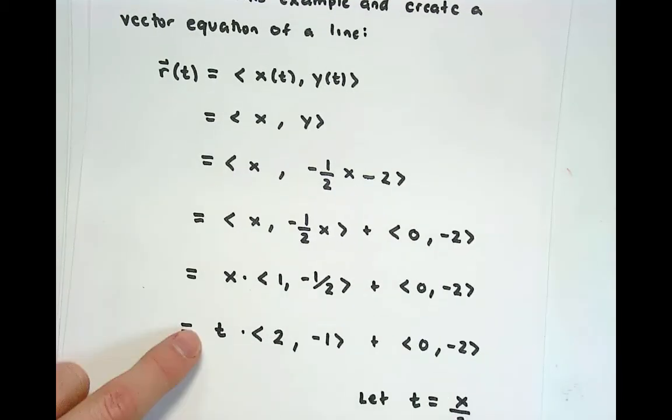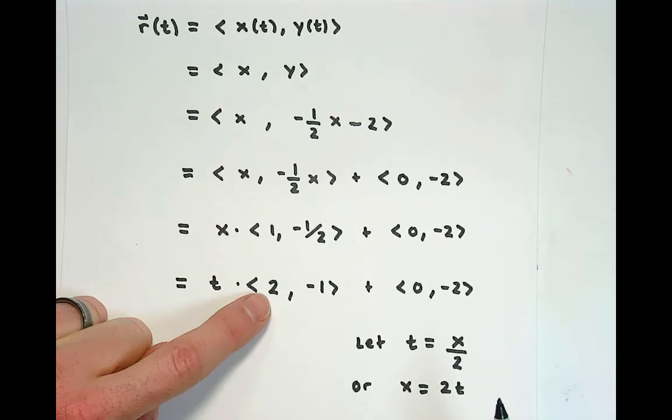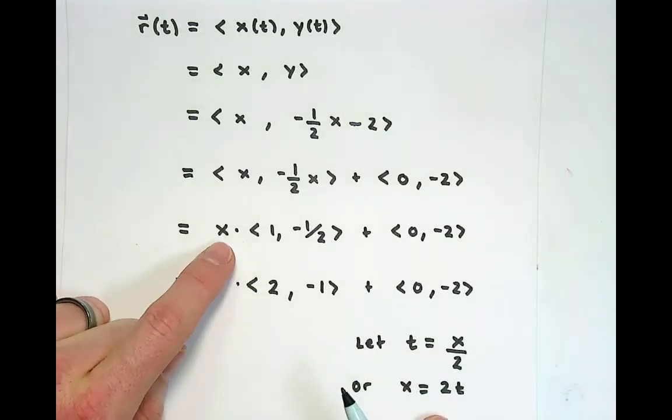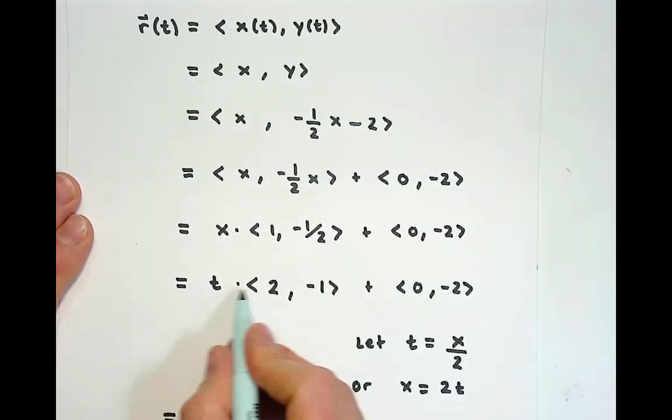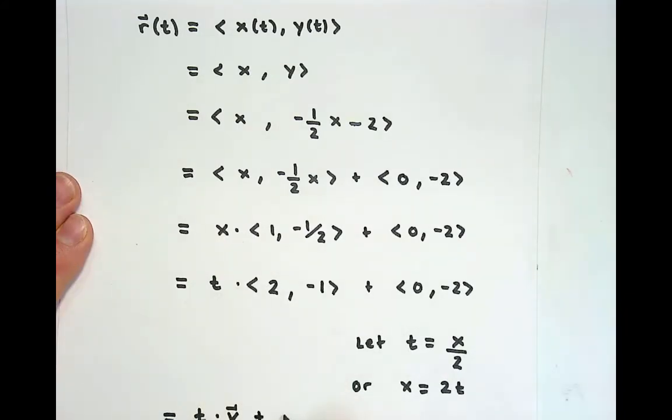And we can check that this works. When t is 2, the first coordinate here would be 4, and that would correspond with 4 times x. We see we now have a vector equation for the line given by t times v plus r naught. We're going to call v our direction vector, and then r is going to be some point on the line.